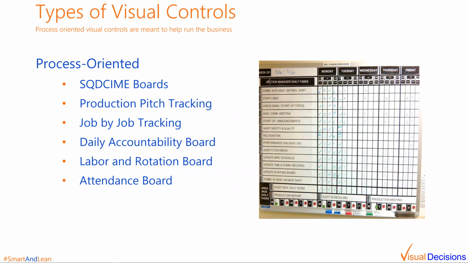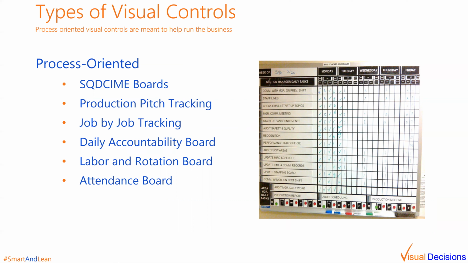The next type of visual control is more process oriented. And these are things like SQDCIME boards, safety, quality, delivery, cost, inventory, manpower, and environment, production pitch tracking, job by job tracking, daily accountability boards, etc. There are pretty much endless examples of these different process controls, and I've just listed a few of them here.